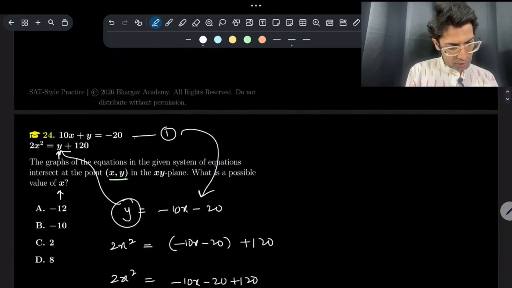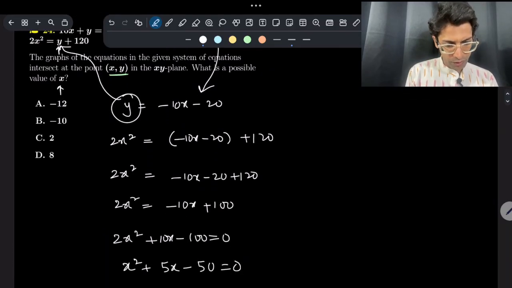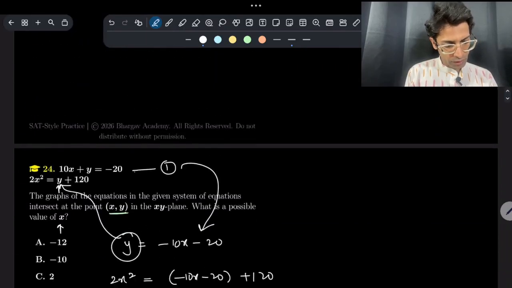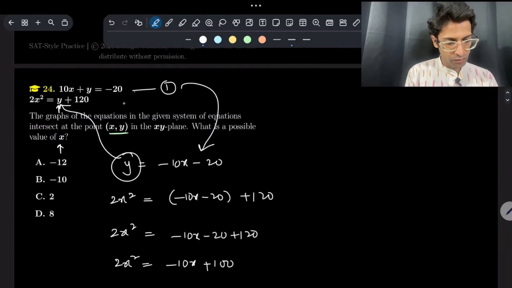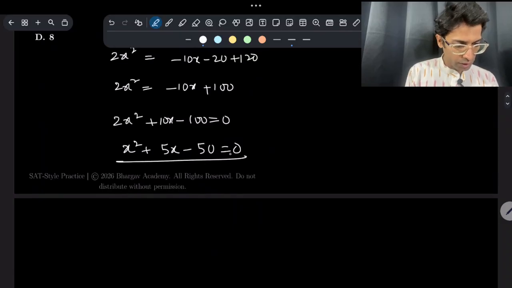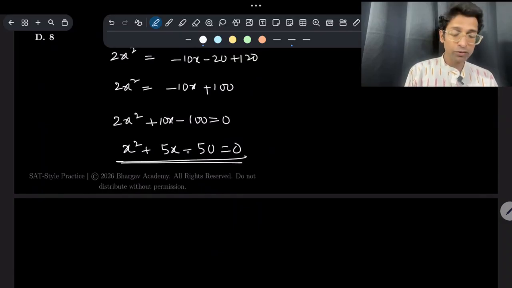Now what is the condition he has told you? What is the possible value of x? He's asking you the possible value of x. So that's the reason why we have eliminated y from equation 1 and 2. Now from here I need to factorize this to get the values of x. So how am I going to do it? I need to split this middle term.